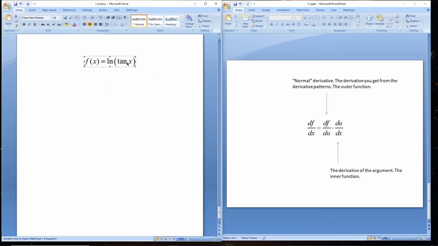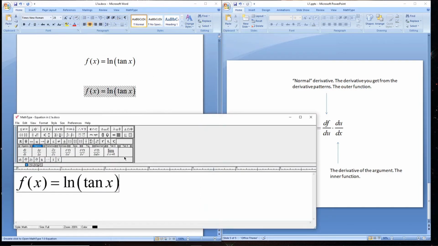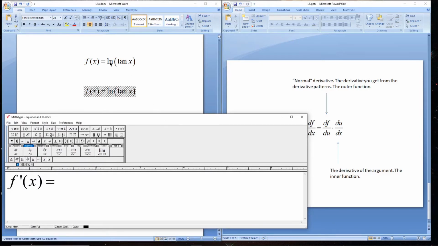So let's look then at how we would do this with the chain rule. Now the next thing we should do after identifying what we have is what are the inner and outer functions. The outer function is the first one you will read first. So when you read this, you say natural log of tangent x. Natural log is the outer function, tangent is the inner. The tangent is the argument of the log.